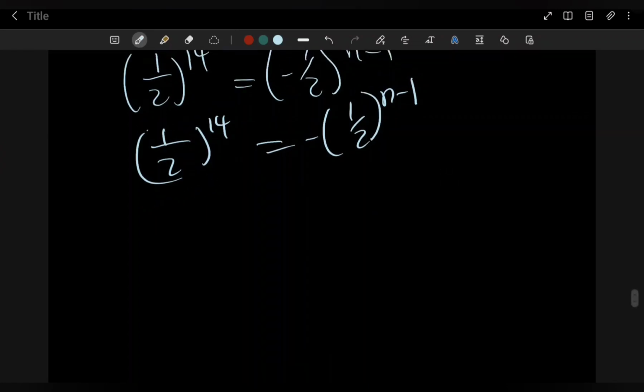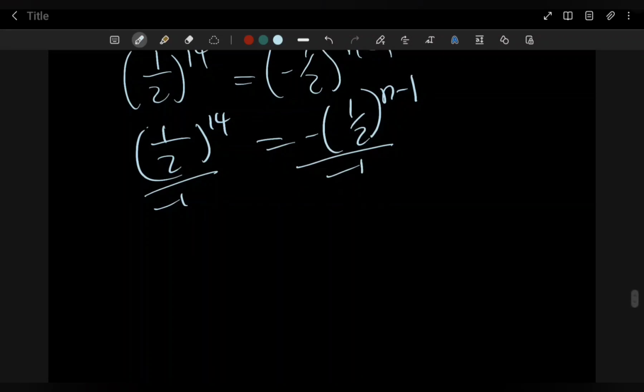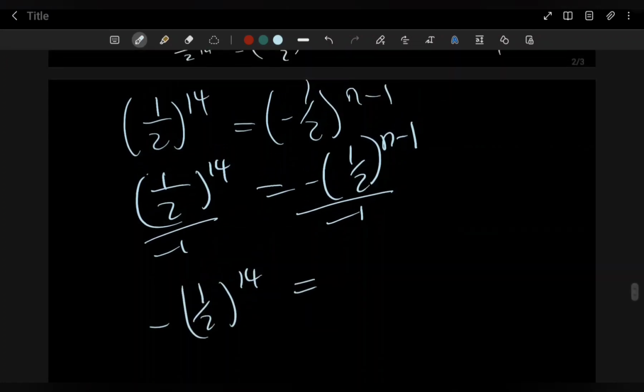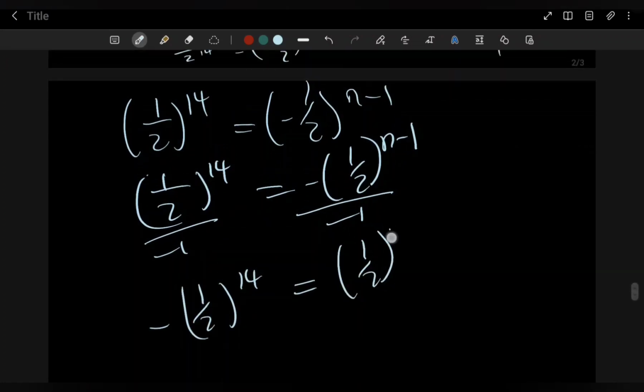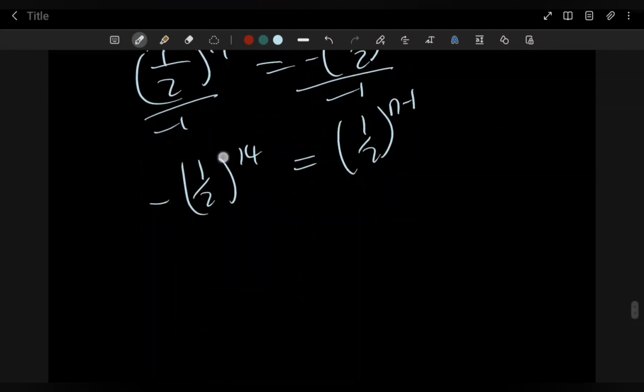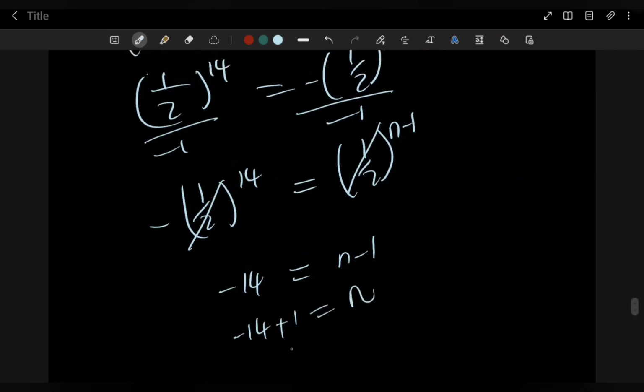So we can actually divide both sides by negative 1 to get rid of this negative on this side. And then we're just going to have minus 1 over 2 to the 14 equals 1 over 2 and minus 1. These guys are going to cancel each other. We're going to have minus 14 equals n minus 1. Minus 14 plus 1 equals n. Minus 13 equals n.